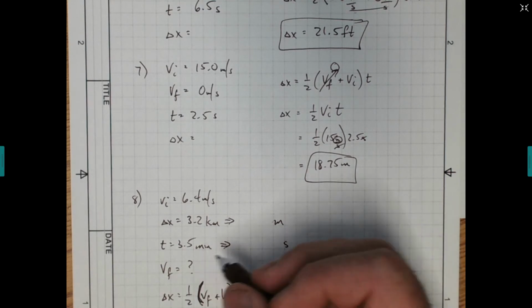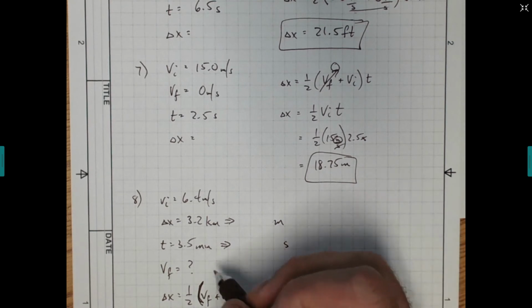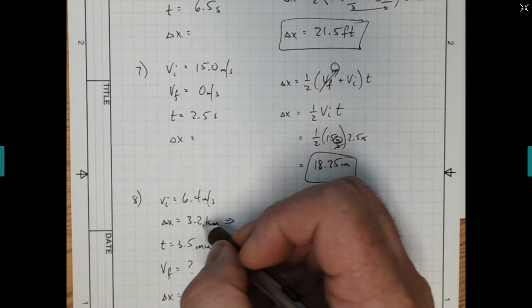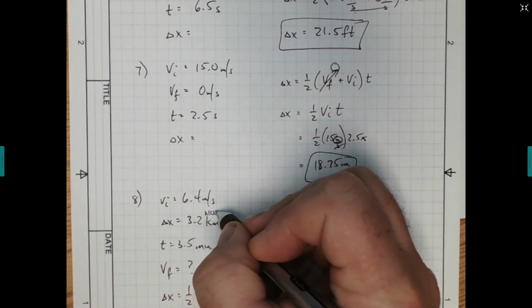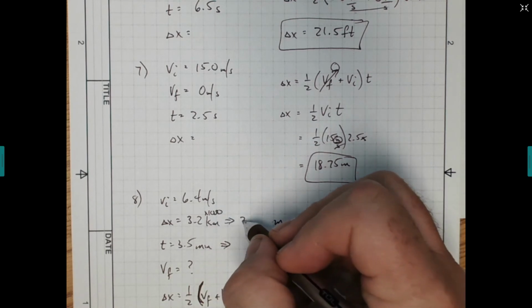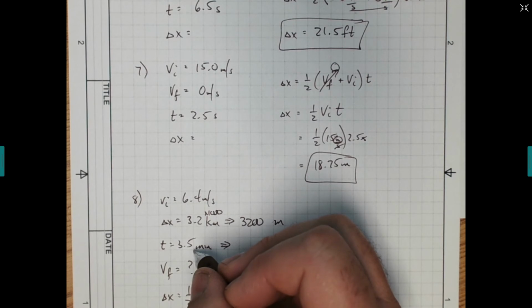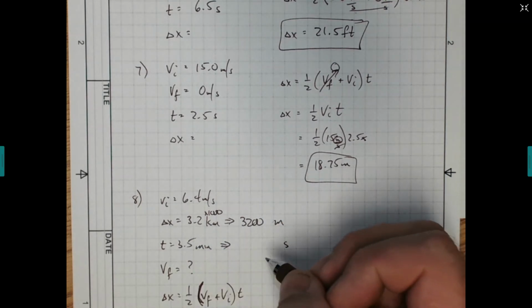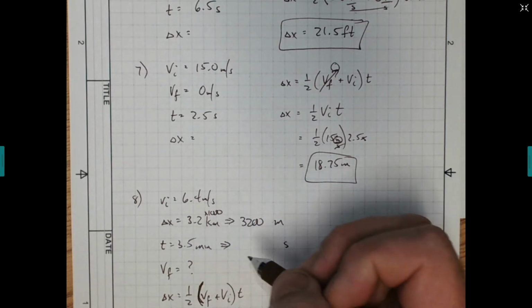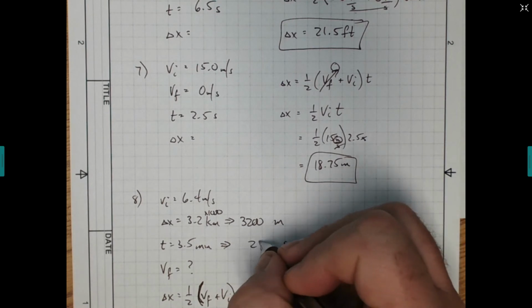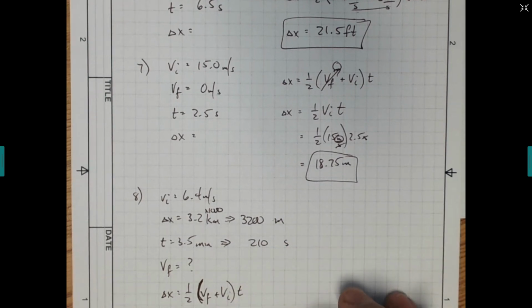Before we do any of that, we know we need to convert these things into meters and seconds. Kilo means 1,000, so we're just going to multiply this times 1,000 to get rid of the kilo. So we're going to have 3,200 meters, and we know there's 60 seconds in a minute, so we're going to multiply this by 60. 60 times 3 is 180, half of 60 is 30, so that's 210 seconds there.